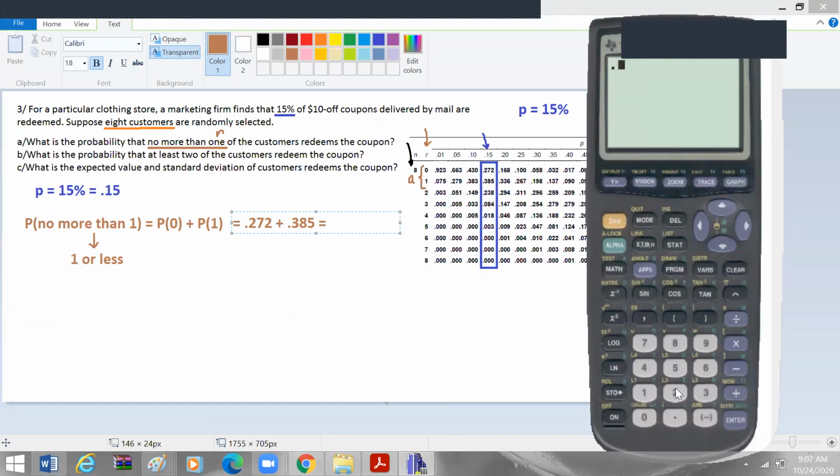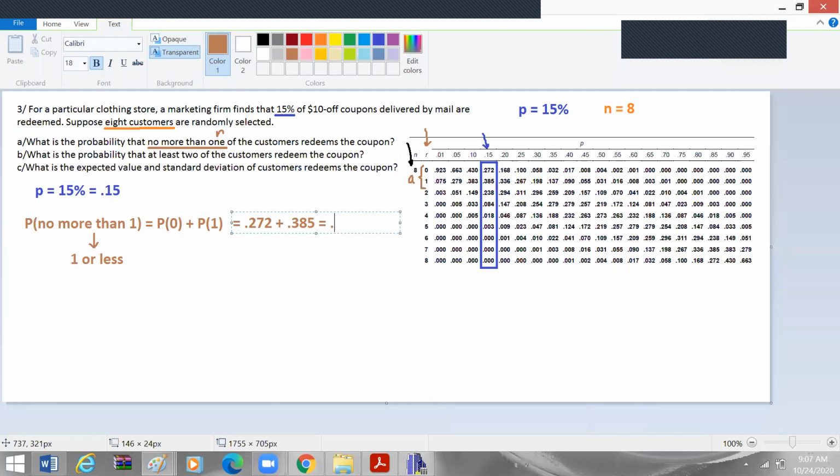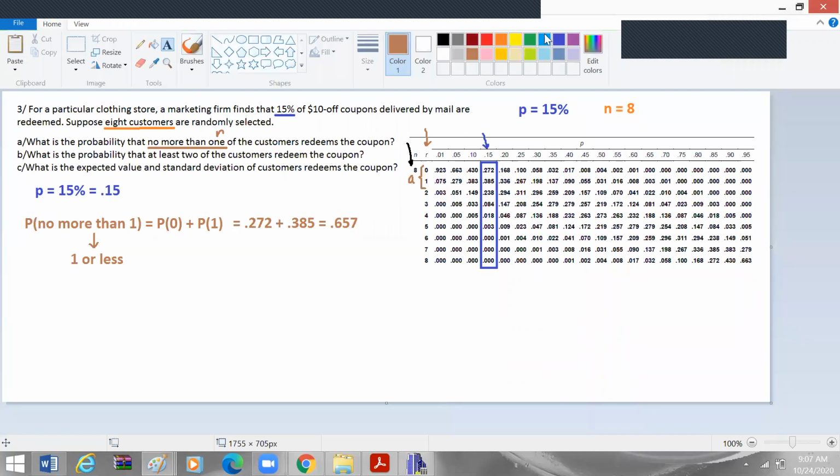So we're going to do 0.272 plus 0.385. The answer for that is 0.657. So that will be the answer for part A. Always try to box the answers at the end so that I can see them on the exam. After that, we're going to go to the part B question. I'm going to use a different marker for that.